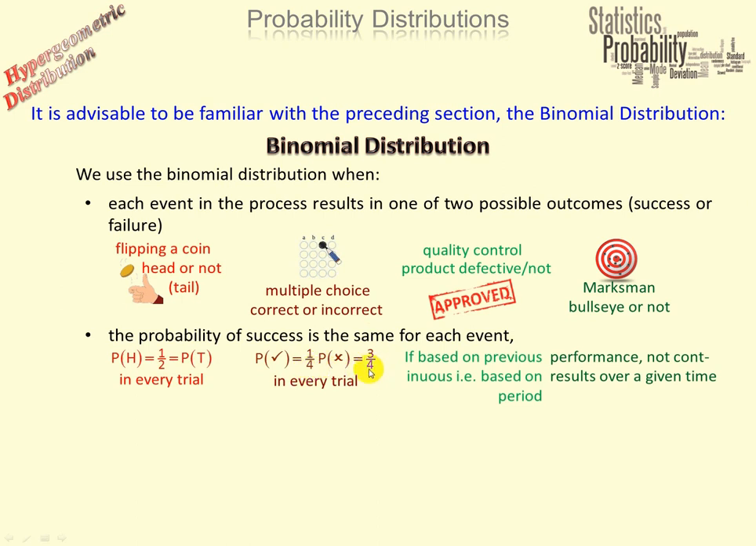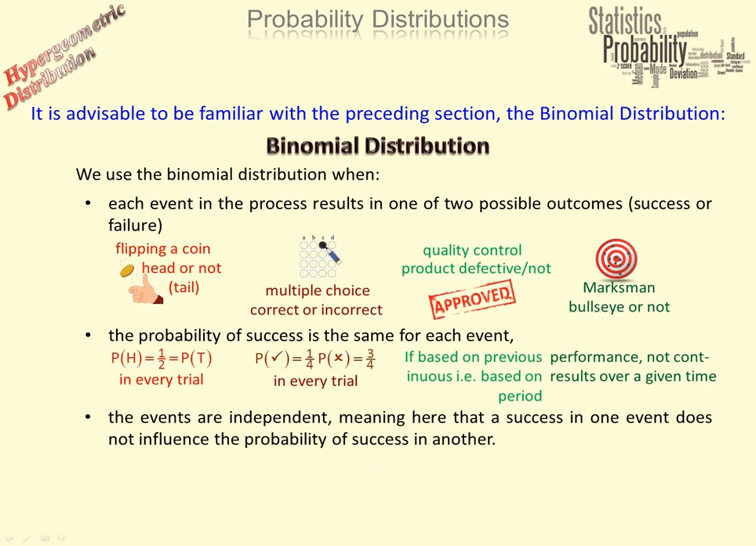Quarter correct, 3/4 incorrect. This is based on previous performance, not continuous, based on the results over a given time period. So perhaps in the previous month there were found to be 50 defective products out of 1,000, so therefore 50 over 1,000 gives us our probability of defective. Maybe the marksman over the last month has hit 400 bullseyes in 1,000 shots. That will give us our probability of hitting the bullseye.